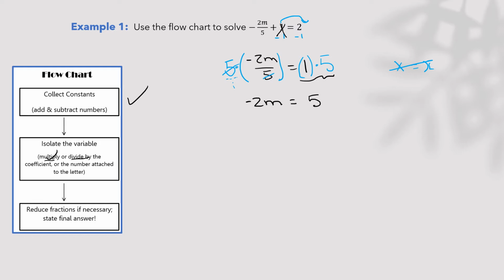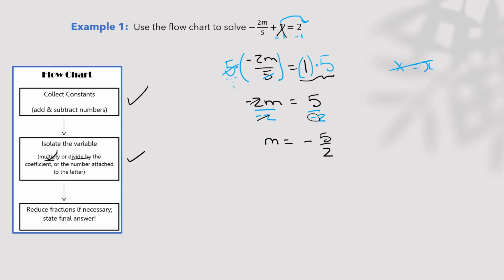Now I have to divide by the coefficient. So now I have to divide by -2 in order to isolate m. And I get an answer of, these cancel out, and I get an answer of m equals, we always move the negative up, never leave it on the bottom, -5 over 2. So that's the second step done.